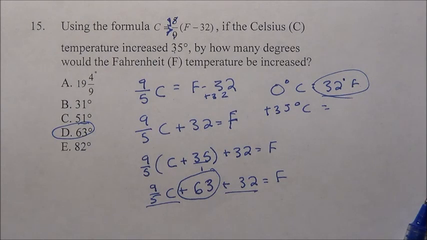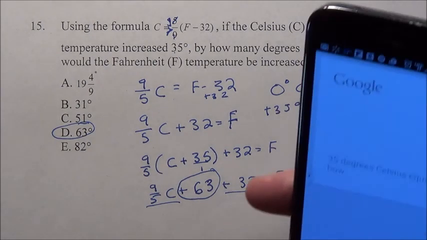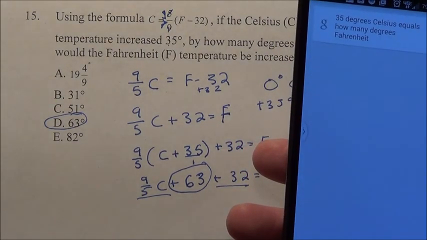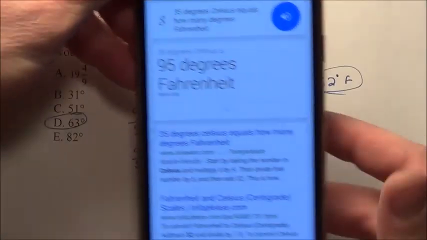Okay, Google. 35 degrees Celsius equals how many degrees Fahrenheit? Let's see what she says. 35 degrees Celsius is 95 degrees Fahrenheit.